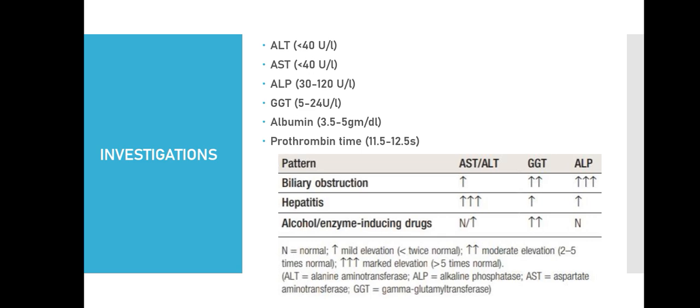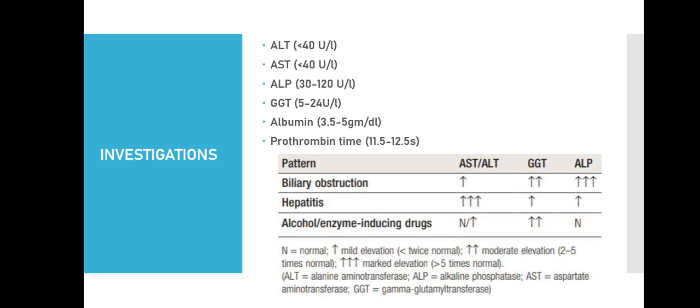Usually the alanine aminotransferase levels are more than the aspartate aminotransferase. This is due to rapid destruction of AST by the reticuloendothelial system. And also ALT is more specific for liver. AST is also found in myocardium and skeletal muscles.